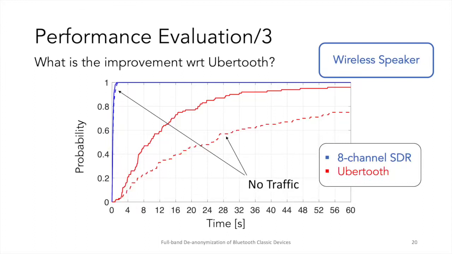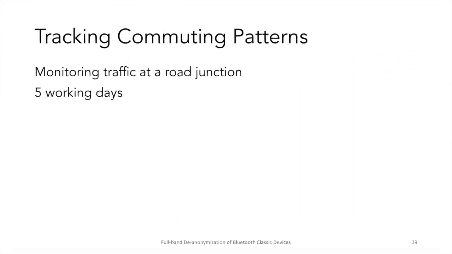From this graph, we see that if, for example, we are in a high mobility setting where we can sniff only 4 seconds of Bluetooth traffic, our system can always uncover the target UAP, while Ubertooth can do this only 1 time out of 5 on average if music streaming is on, and 1 time out of 10 if music streaming is off.